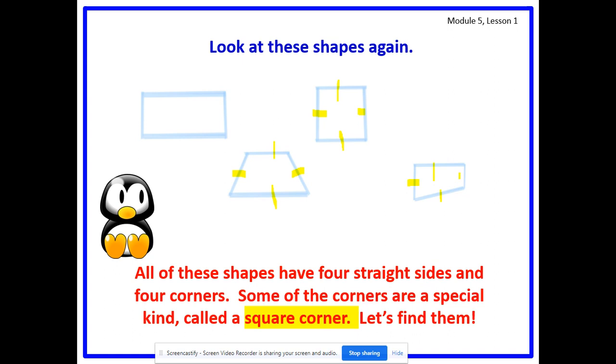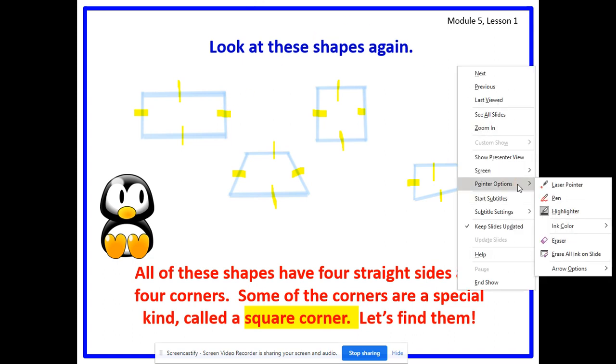So let me just go ahead and label the sides so we know these are our sides. So we know that these have 4 straight sides and 4 corners, but some of these corners are special because they're called a square corner or an L-shaped corner, as we will call them. So let's go ahead and find these special corners.